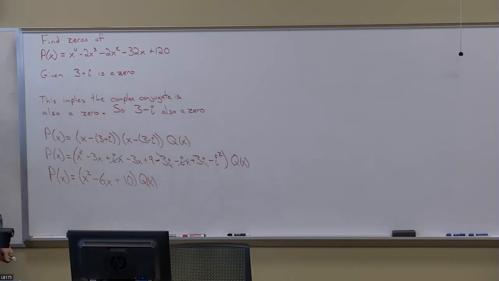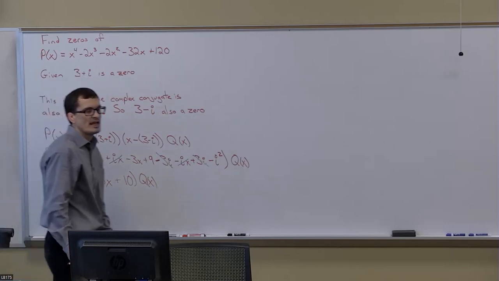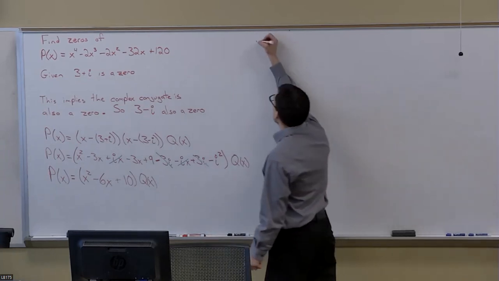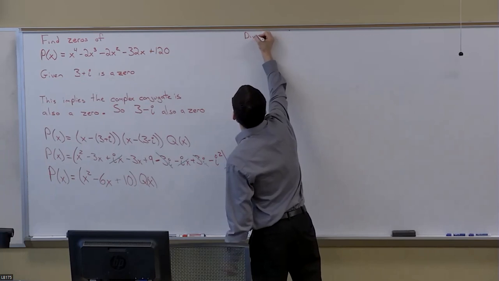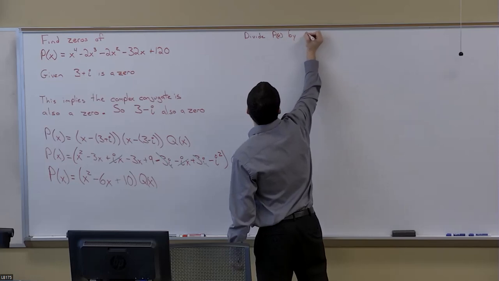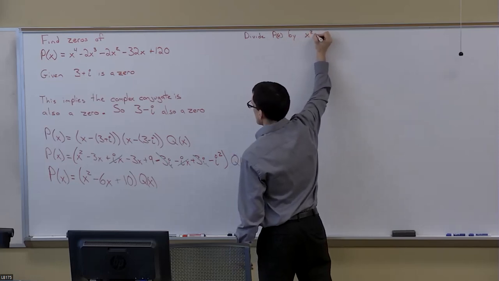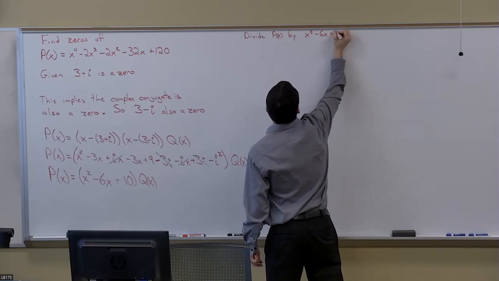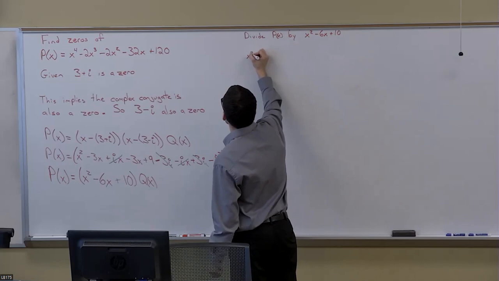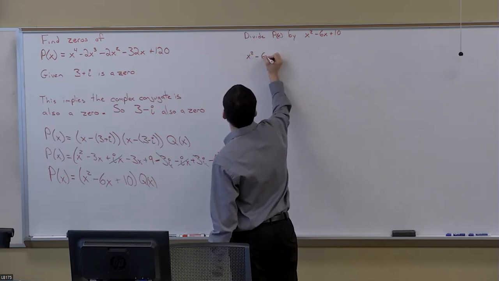Everybody okay with that? Again, I multiplied it out so that I could get this. And instead of dividing using synthetic division, I'm going to divide P of x by that quadratic in order to get my quotient.